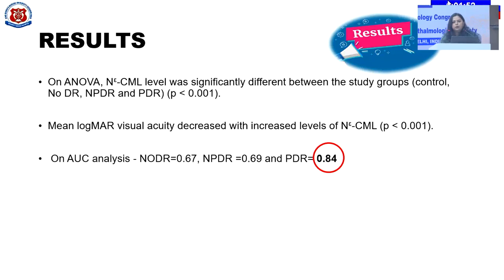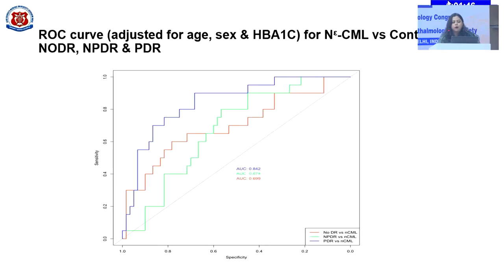Coming to a major analysis, the receiver operating characteristic analysis. On AUC analysis, if we see this chart of ROC curve analysis, on the vertical axis we have the sensitivity and on the horizontal axis the specificity, and the AUC for PDR comes out to be 0.842, which is quite significant for a diagnostic tool.